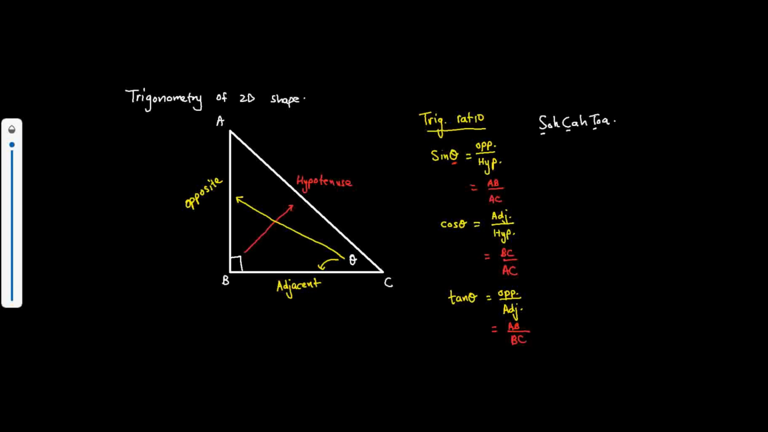And remember, the reciprocal is basically you swap the numerator and the denominator. Basically, it's 1 over sine theta, that is cosec theta, 1 over cos theta, that is sec theta, and cot theta is 1 over tan theta. So that was just a quick recap of the trig ratios.